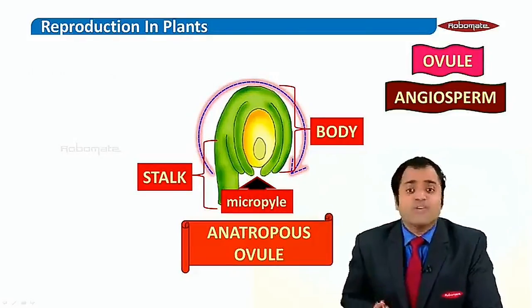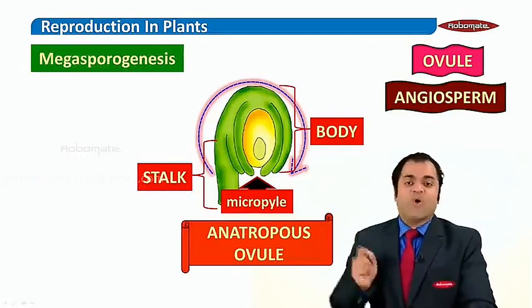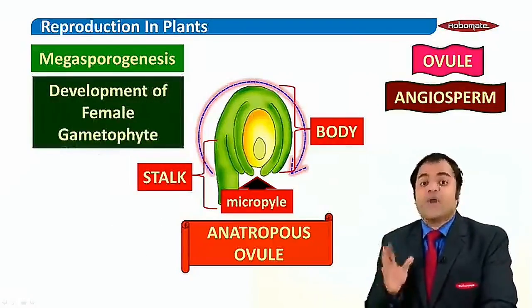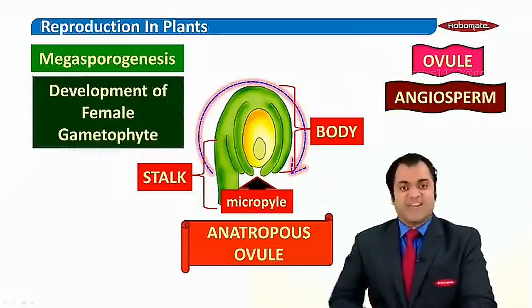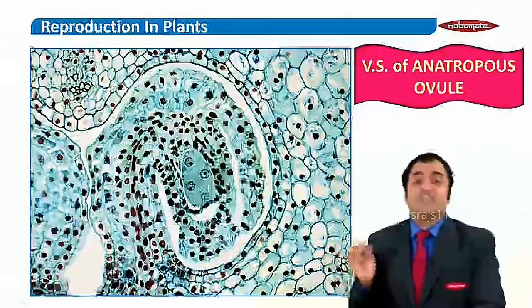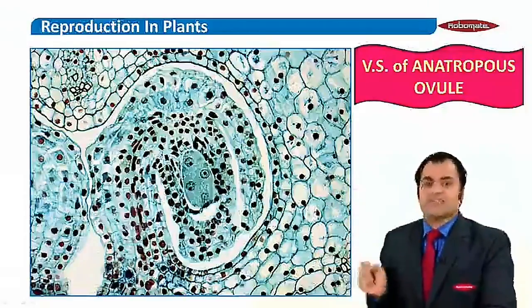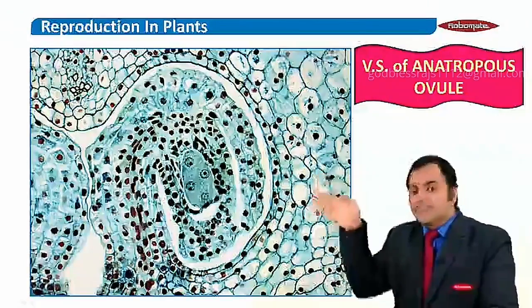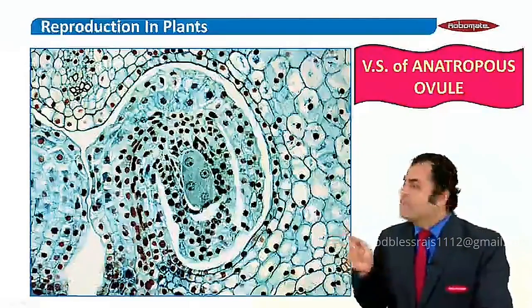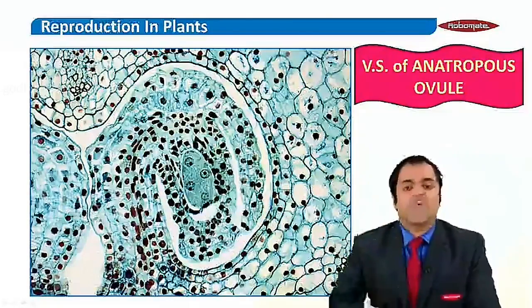And what does the ovule do? The ovule performs the function of megasporogenesis, and also after that in the ovule you will see development of the female gametophyte. Moving on. What you see once again right here is a structure of the VS of anatropous ovule. VS meaning vertical section. So if I take an ovule and I cut it vertically and I look under the microscope, this is how it will appear. You can very well see in this structure that the ovule is inverted, and that's why it is an anatropous ovule.